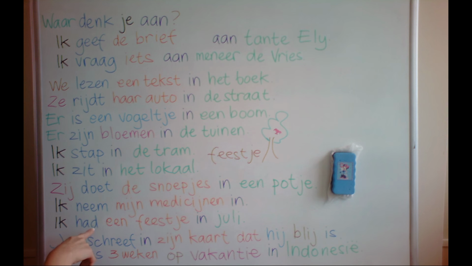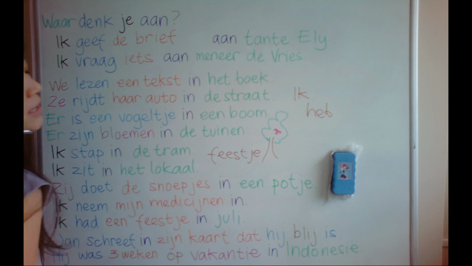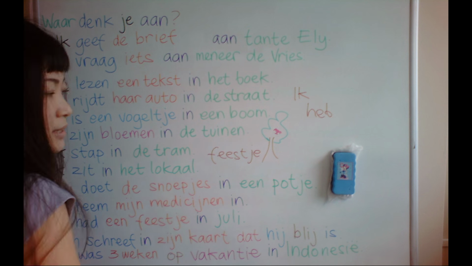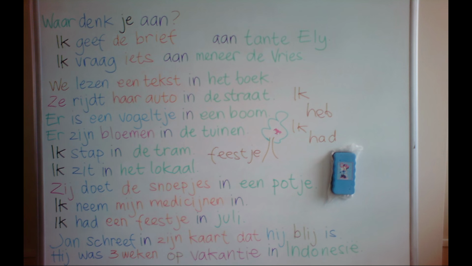Ik had, it means, because it should be ik heb, but if it's in the past, ik had. So it means in the previous July. Ik had een feestje in juli.